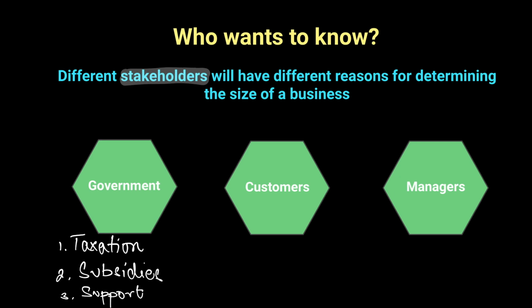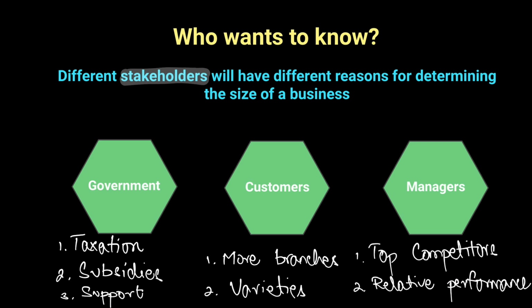Customers are another important stakeholder, and of course they'd like to know which is the bigger business, because a bigger business would mean perhaps more branches, and also maybe more variety, and that's something that is craved by all customers. The managers of a business would want to compare the size of different businesses so that they can figure out who their top competition is. Like Pepsi would like to know how Coke is doing, and likewise for Coke and Pepsi. So they're always comparing their size with one another to see which one has the head start or the lead over the other, and to compare their relative performances.